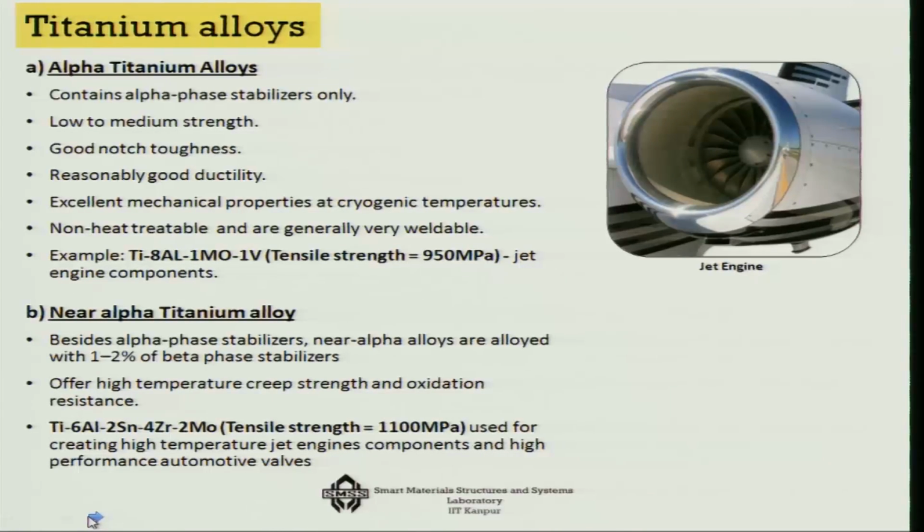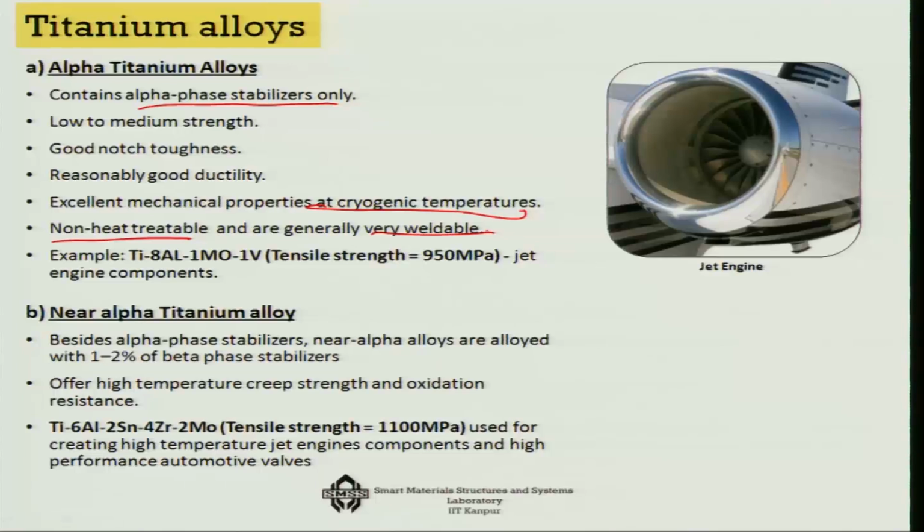Alpha titanium alloy to begin with, that is the low temperature phase. Okay, so, it contains the alpha phase stabilizers, low to medium strength. It has a good notch toughness, reasonably good ductility, excellent mechanical property at cryogenic temperature, but it is non-heat treatable, that is the problem with alpha series, and they are generally very much weldable.